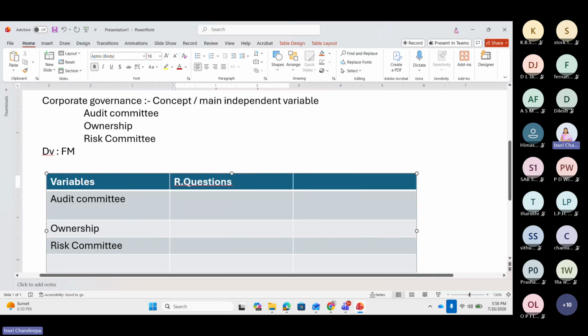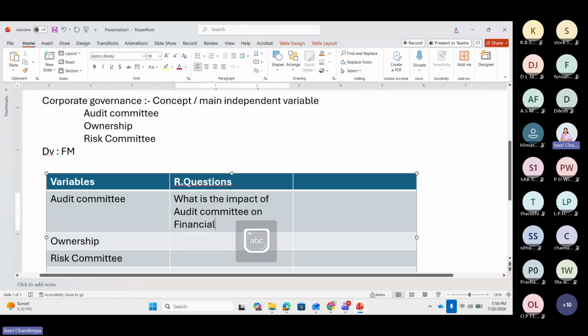How to develop the research question? What is the impact of my first independent variable, audit committee, on my dependent variable, financial performance of listed companies, CSE companies?